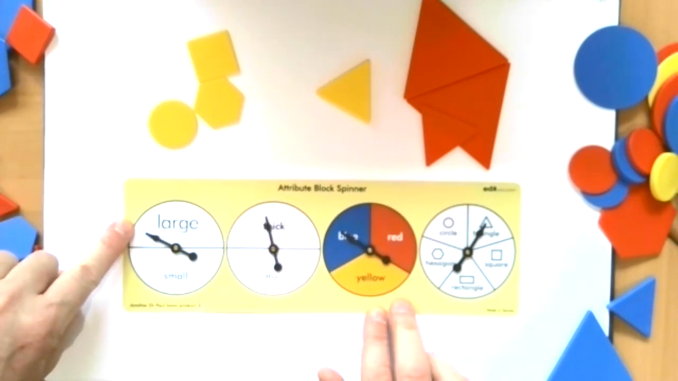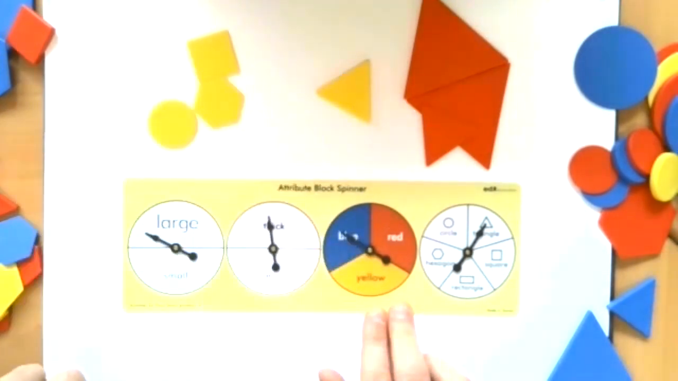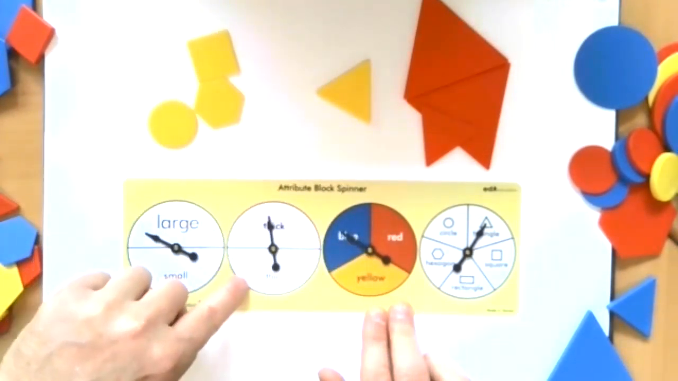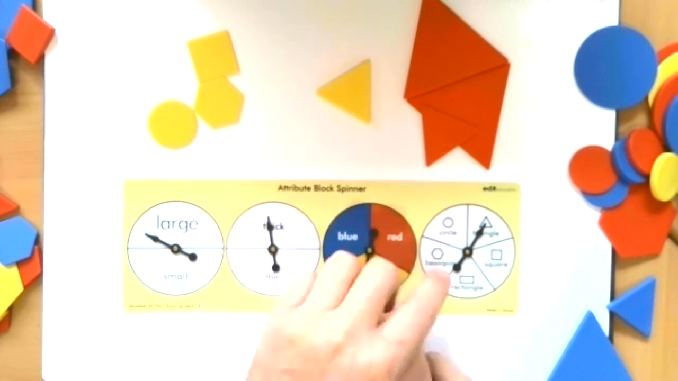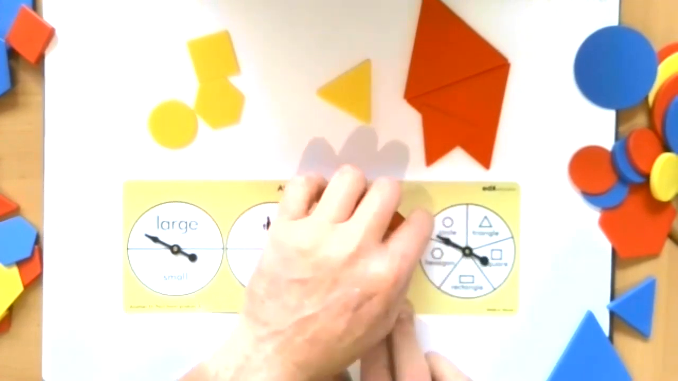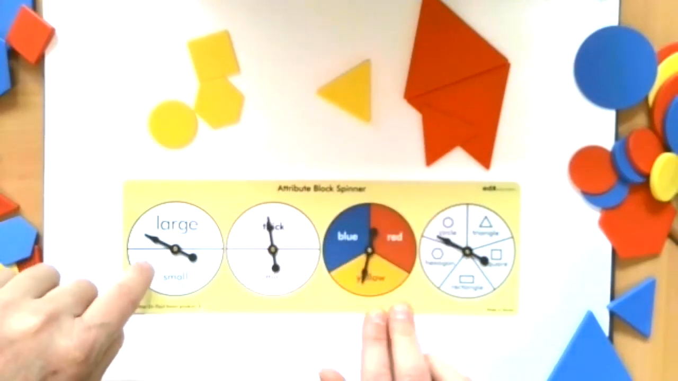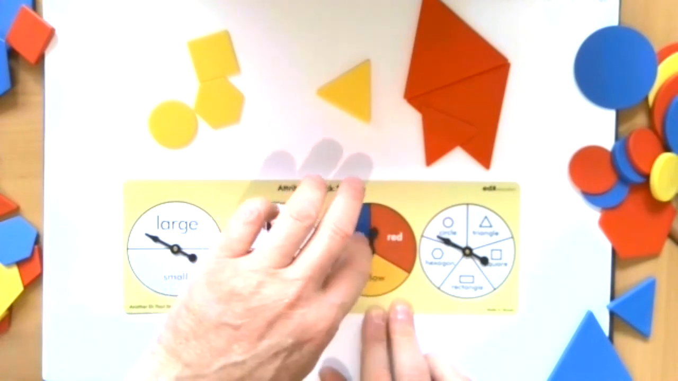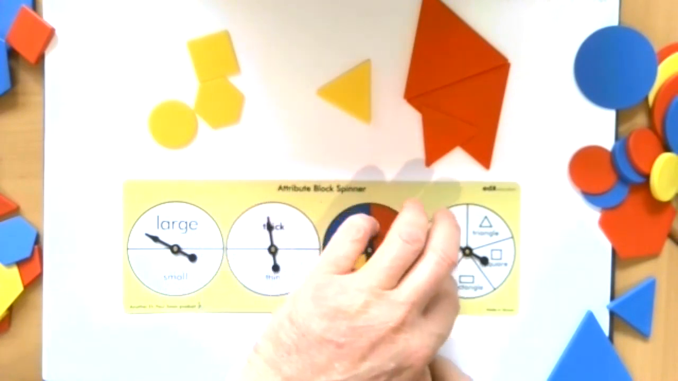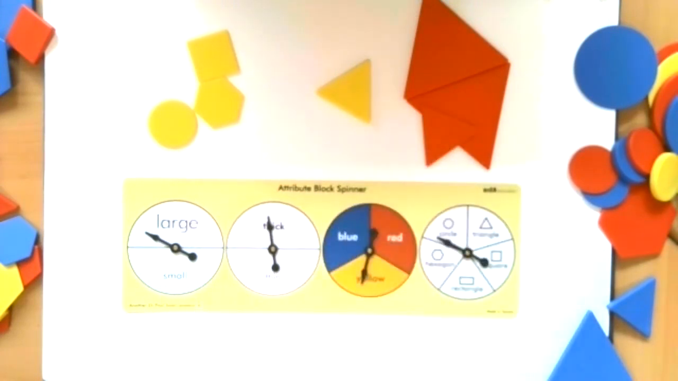Well, if it's not large and there's only 2 choices, it must be small. Okay, spin up here, not thick, so it must be thin. Now it gets problematic. It's not yellow, so that means it could be blue or red. And if I spin here, it's not a circle, means it could be a triangle, a square, a rectangle, or a hexagon. Suddenly we've got a small, thin, blue or red, hexagon, rectangle, square, or triangle. Suddenly there's more than one answer.